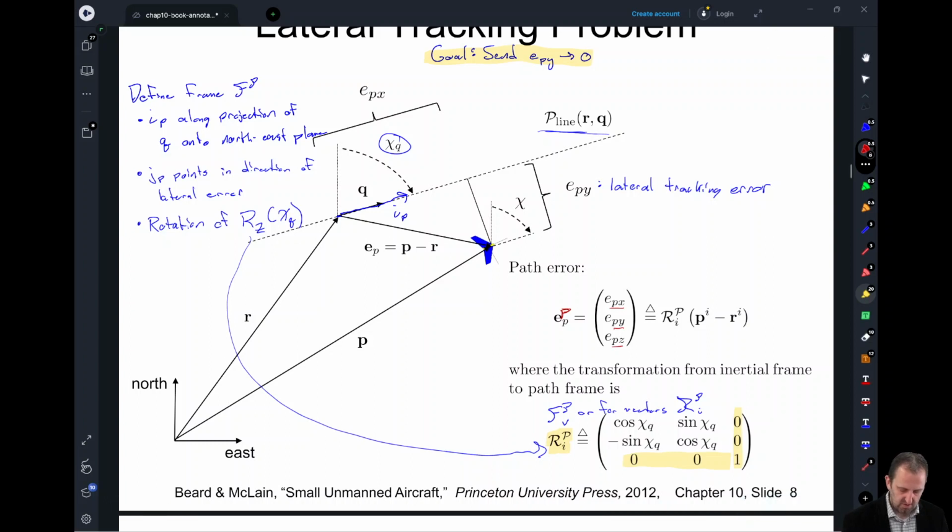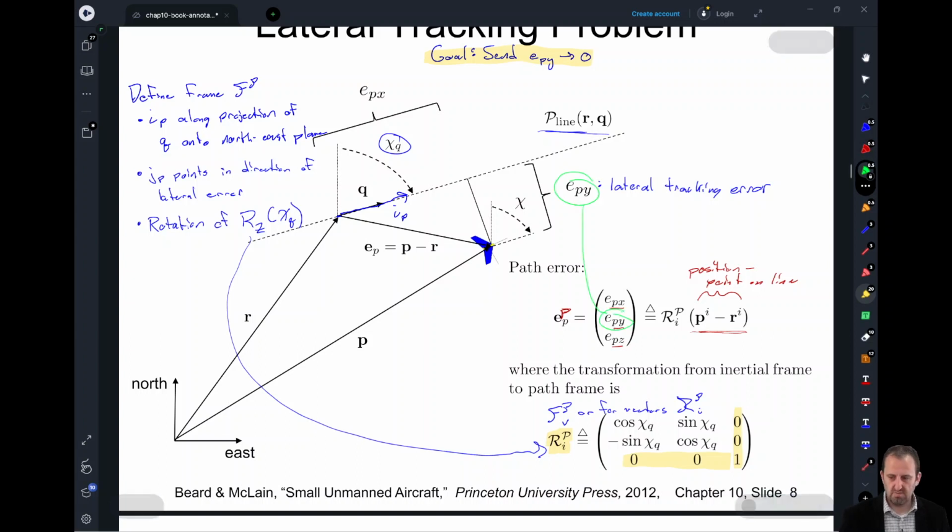That's just going to be equal to, we'll take our position, again, minus a point on the line. And it's important to note that it doesn't have to be any particular point. It just has to be any point that's on the line. We're going to rotate it into the P frame, and we'll call this difference EPX, EPY, and EPZ. So that's how we define our lateral error.